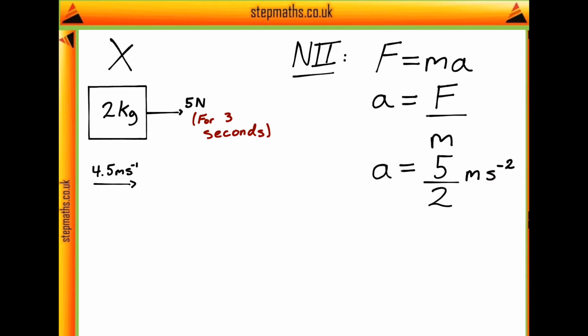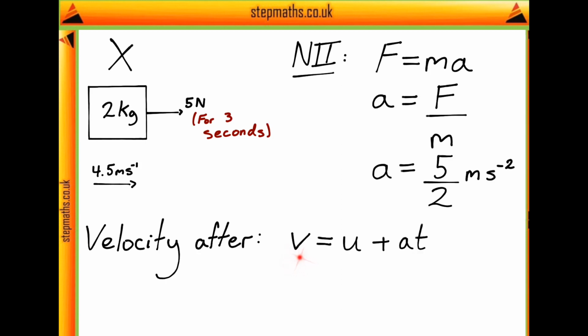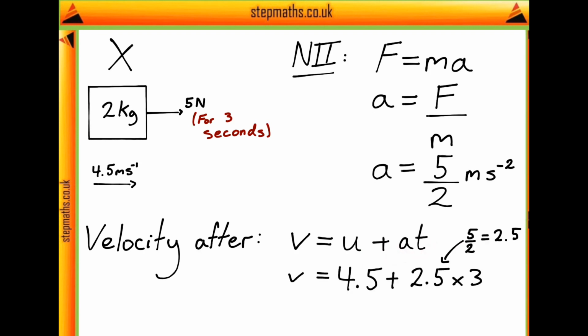So with this acceleration, we can go ahead and find the velocity of our block after it's accelerated, after our 3 seconds. Now how would we do this? Well, we could use this equation, that the final velocity of an object is equal to its initial velocity plus its acceleration multiplied by the time it accelerates for. So its final velocity is going to be equal to its initial velocity of 4.5 meters per second plus our acceleration, which is just 2.5 meters per second squared, because 5 over 2 is just 2.5, multiplied by our time period of 3 seconds. And doing this, we find that the final velocity before the collision is 12 meters per second.